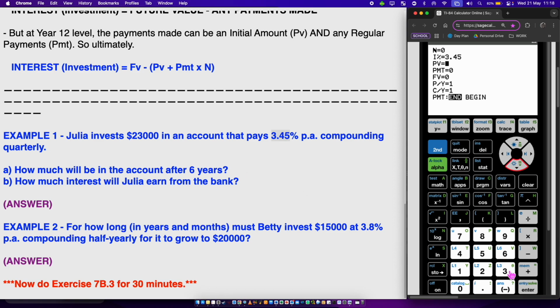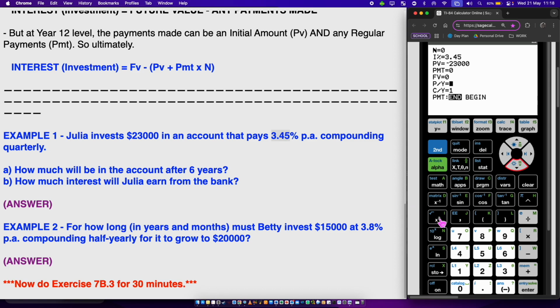Okay, so how do I make it negative? The little bracket one, negative 23,000. Does it say anything about her making regular payments? She's just putting 23,000 in there for 6 years. Okay, so PMT remains at 0. PY and CY, what does the question say that is compounding? How often? Yeah? Quarterly, so 4 times.